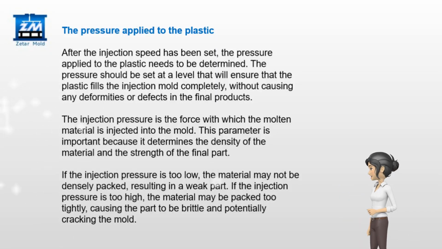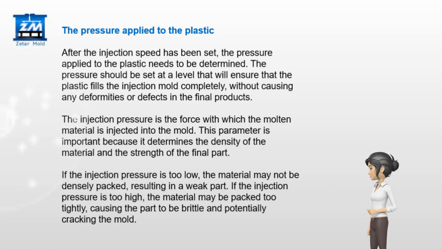The pressure applied to the plastic. After the injection speed has been set, the pressure applied to the plastic needs to be determined. The pressure should be set at a level that will ensure that the plastic fills the injection mold completely, without causing any deformities or defects in the final products.